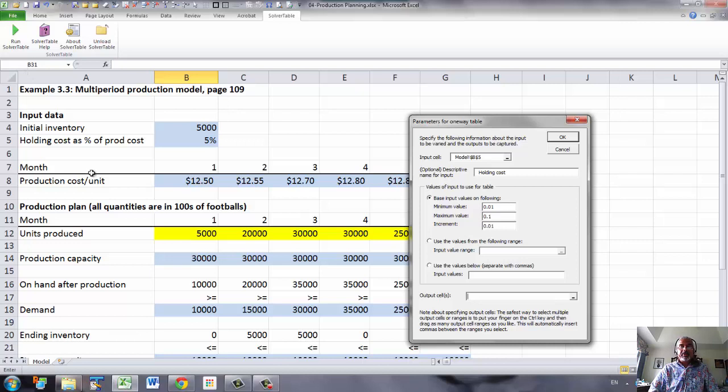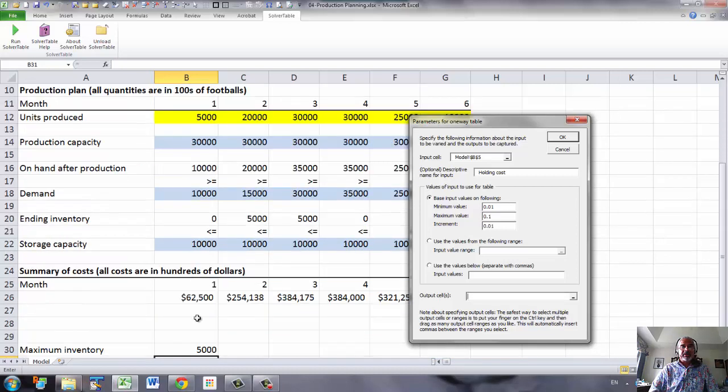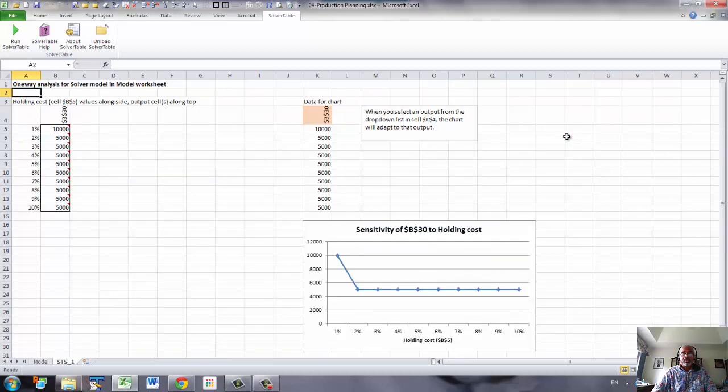And the output that we want is just the maximum inventory. So solver table is very versatile in that way because you can set up additional output. So we can derive secondary outputs from the model, and we can look at those secondary outputs that we set up ourselves. Okay, so now click OK.